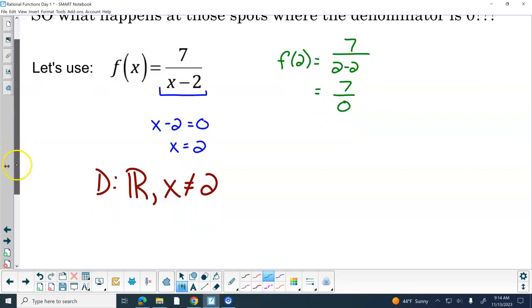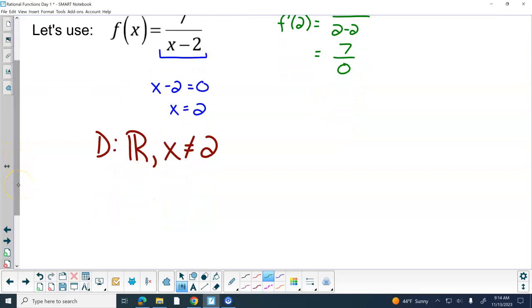Okay? So we have that. So now what happens there is at these points right here, we get something called vertical asymptotes.